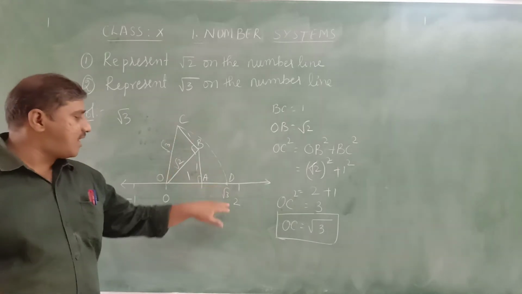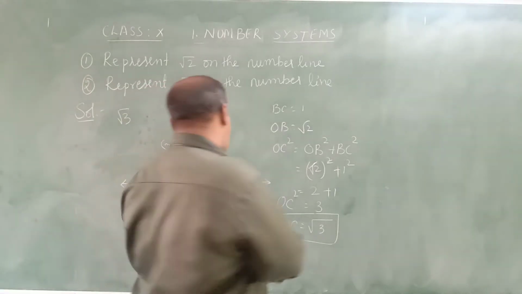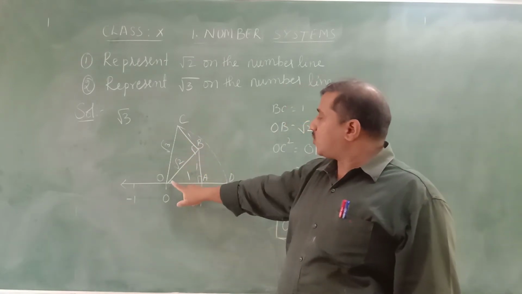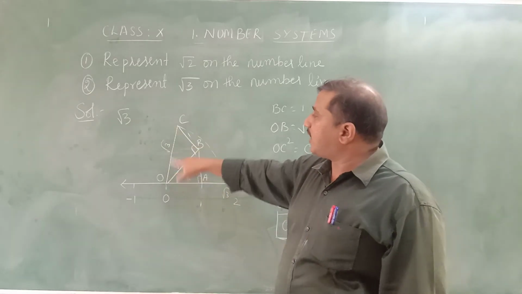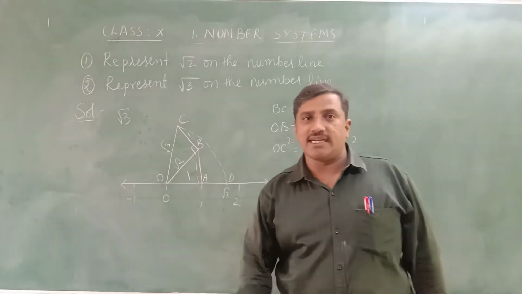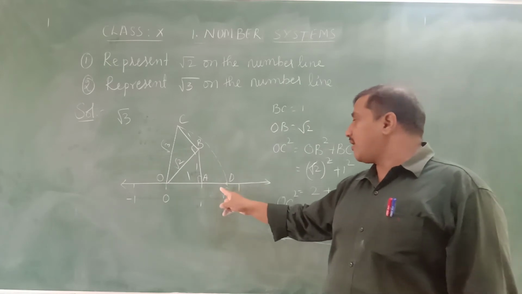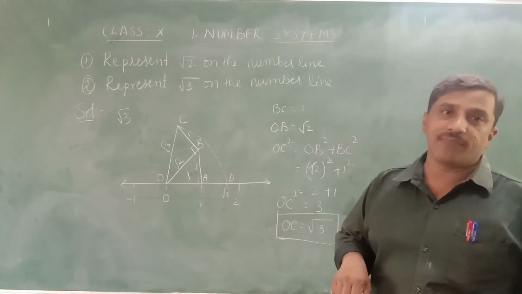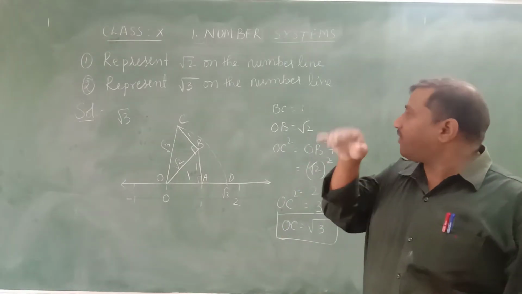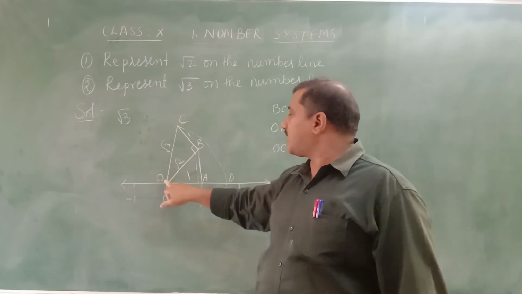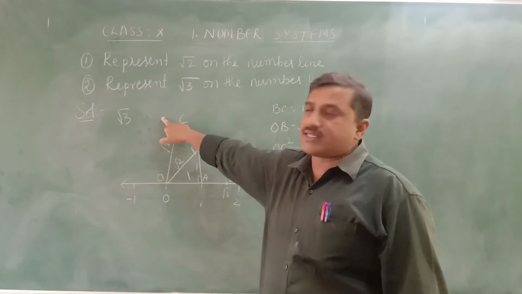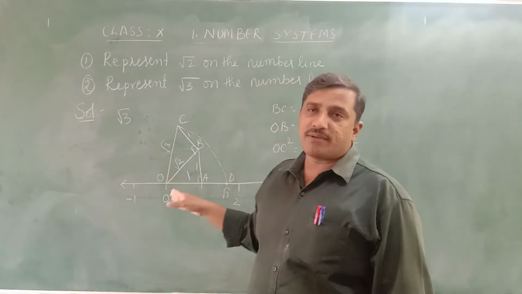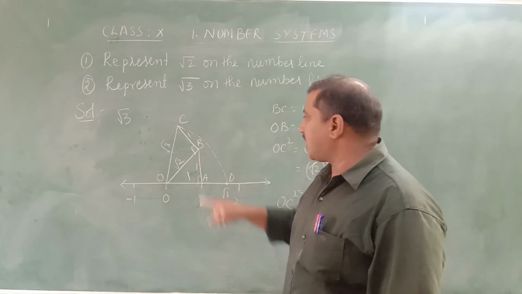Like this you can represent root 3. First you have to locate root 2 and then draw a perpendicular of 1 unit length to OB. Then taking that length as the radius and O as the center, draw an arc that intersects the number line at a point called D. That point will represent root 3. Still, if you want to represent root 5, first we represent root 4. If you draw a perpendicular of 1 unit, we get root 4, that is 2. Then draw one more perpendicular of 1 unit and join that, which will give you root 5.